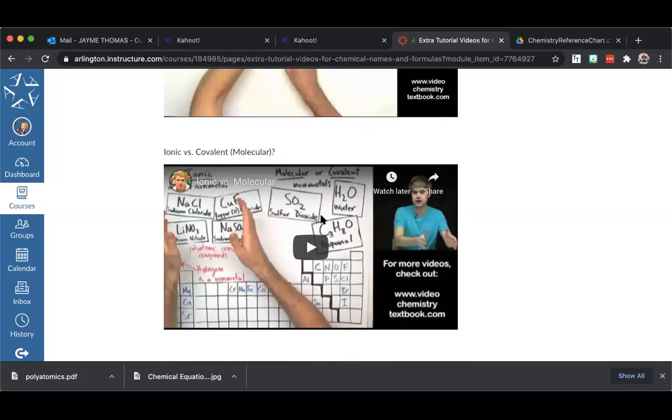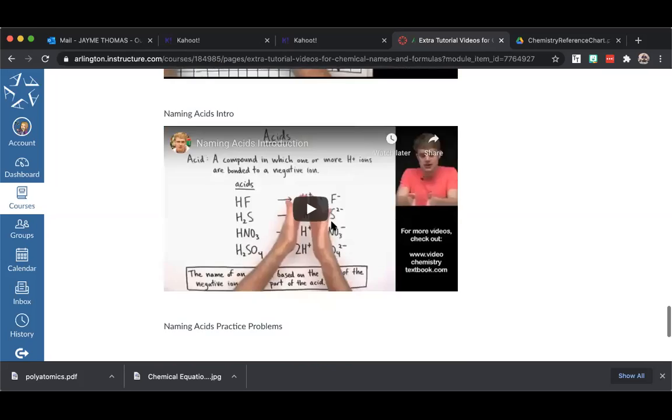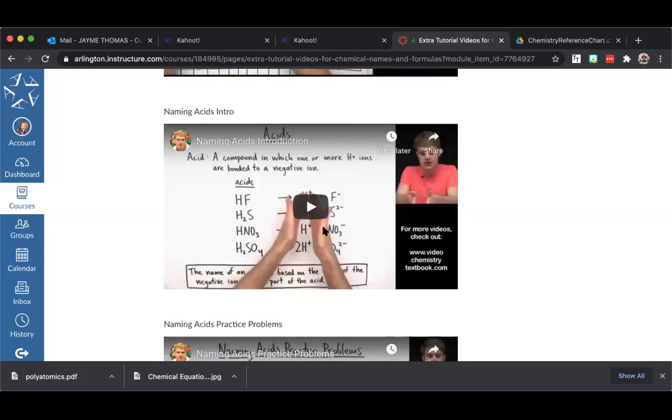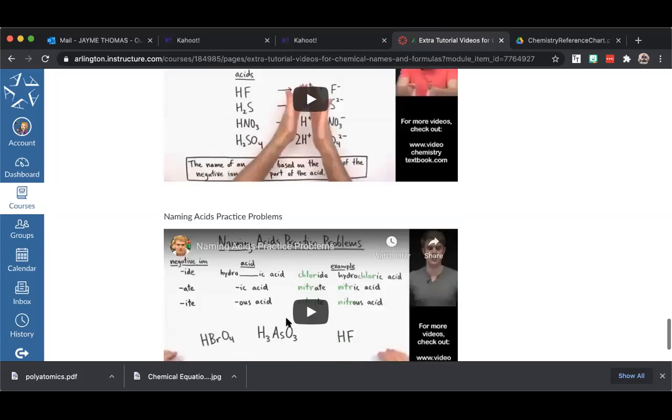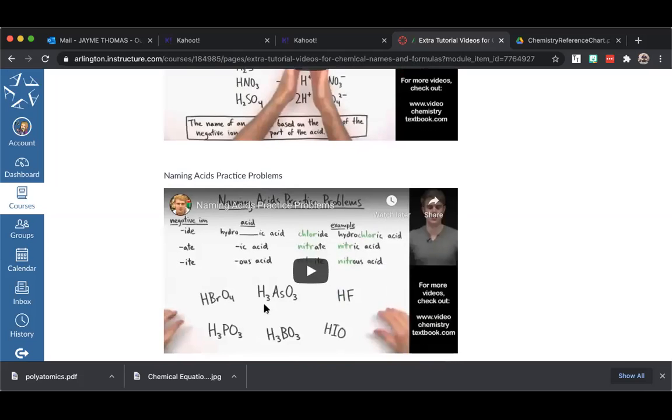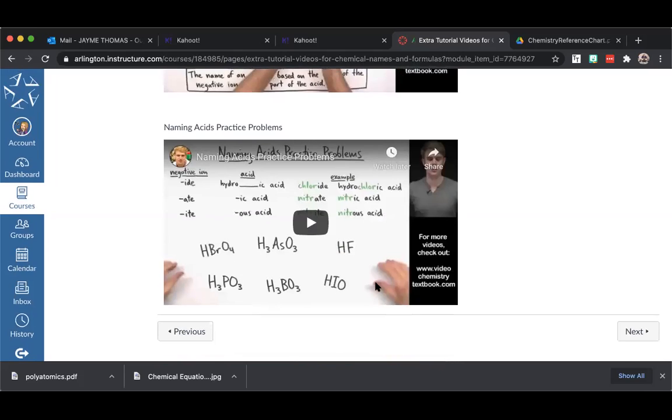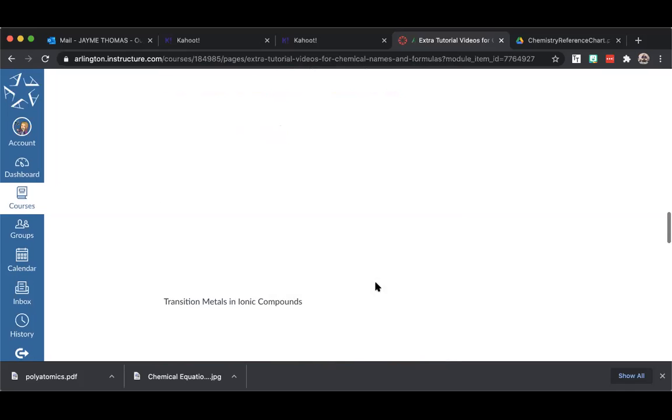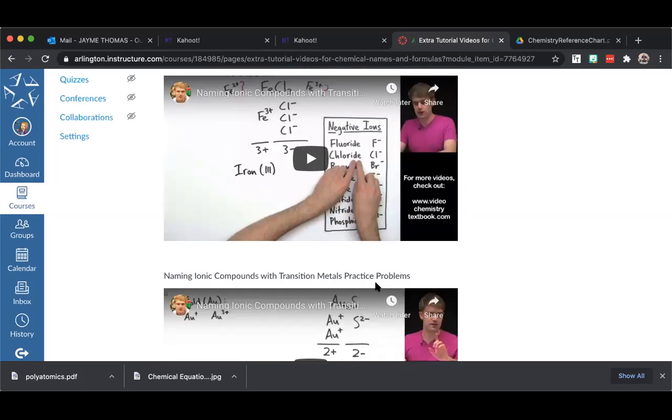Here's how you tell if something's ionic or covalent. So looking at the name or the formula, how do I know if it's ionic or covalent? And then the last two have to do with acids. So how do we name acids? And then there's some practice problems with the different types that we just talked about on Monday, okay? So there's several different ones here, depending on which area you need to work on. You can watch some of them over the weekend if you want to practice and review more.